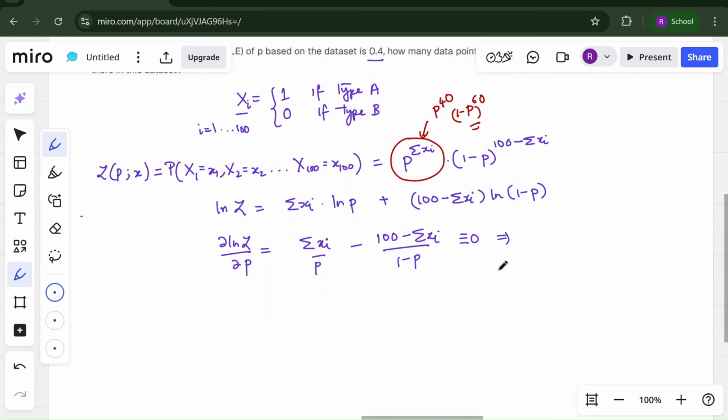What will it give me? If I solve it, I will get p equal to summation xi by 100, okay. You'll get this if you're solving for the right hand side equation. So the left hand side equation. Okay.